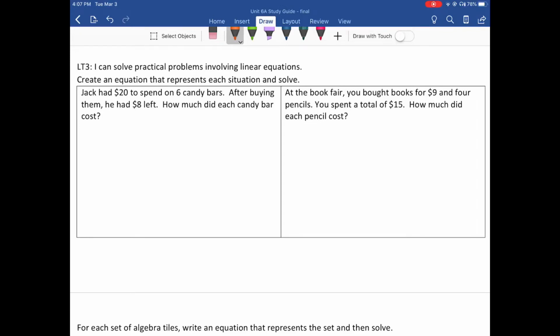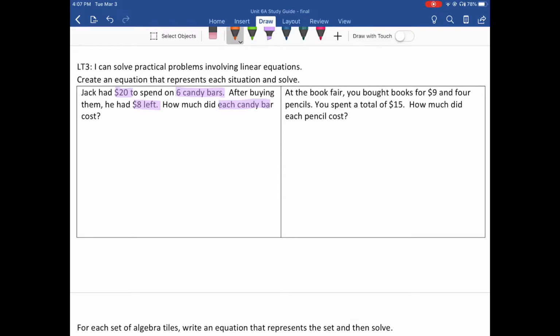Our last learning target is being able to solve practical problems. In these practical problems, we're going to have to be able to write an equation in order to solve. So in our first one, it says that Jack had $20 to spend on 6 candy bars. After buying them, he had $8 left. How much did each candy bar cost?